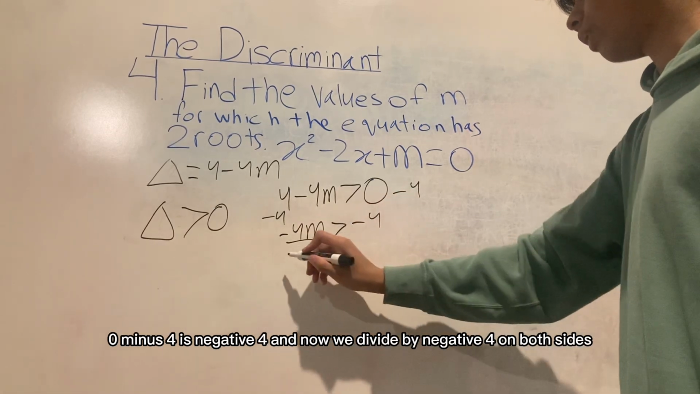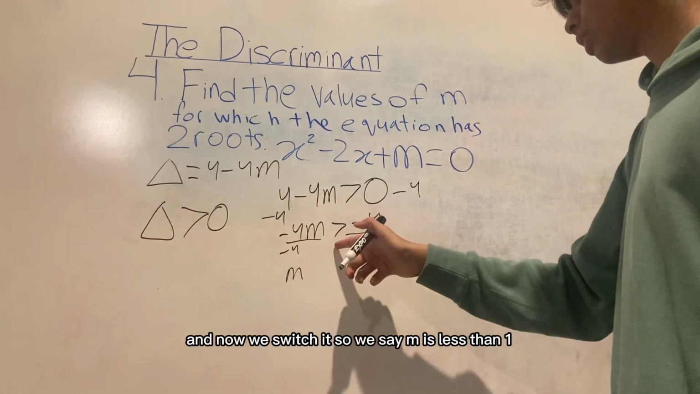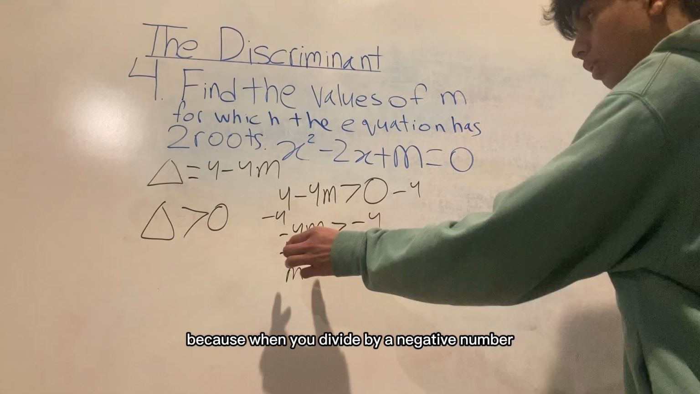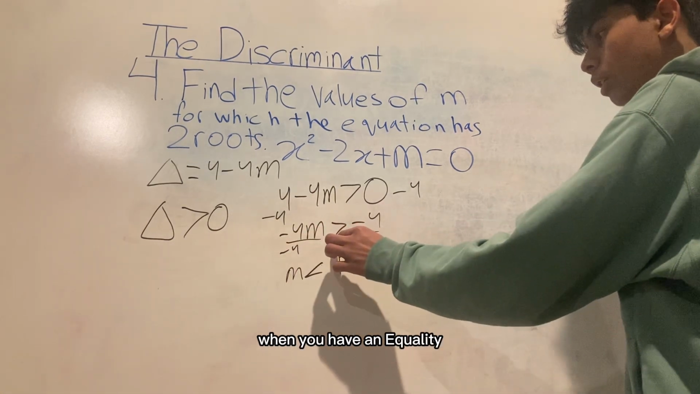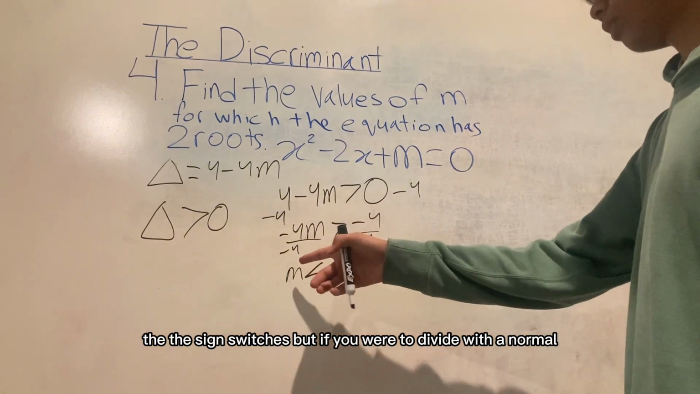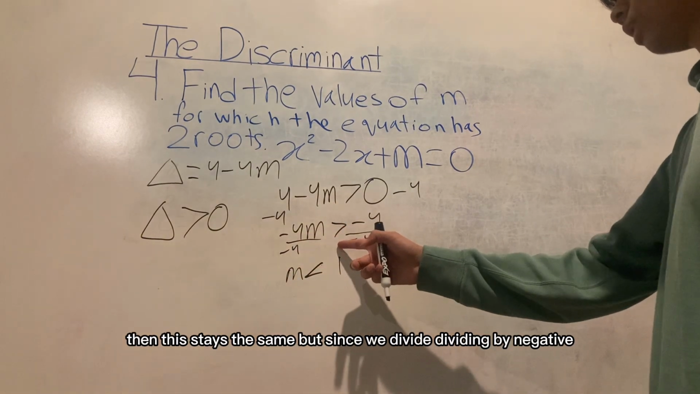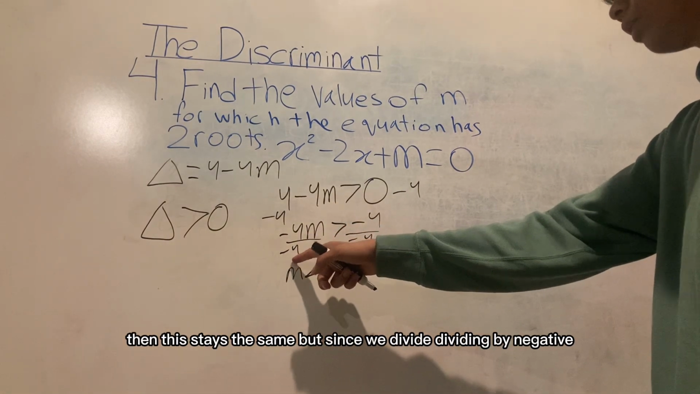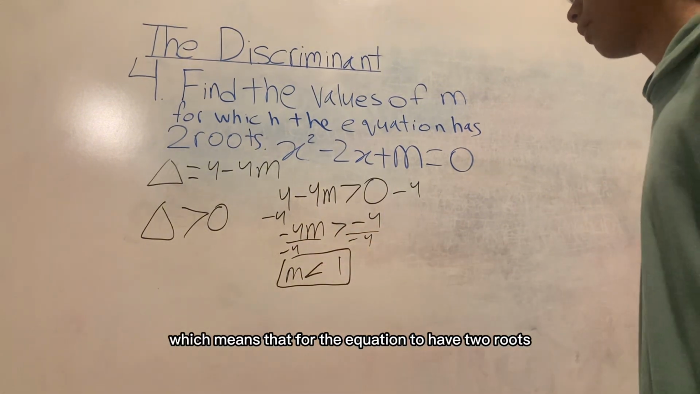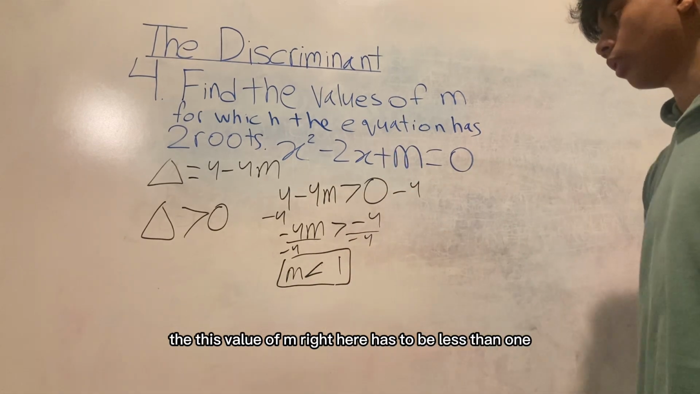Now we divide by -4 on both sides, and now we switch the sign. So we say m is less than 1, because when you divide by a negative number in an inequality, the sign switches. If you were to divide by just 4, the sign stays the same, but since we're dividing by a negative, it's going to switch. So m is less than 1, which means that for the equation to have two roots, the value of m has to be less than 1.